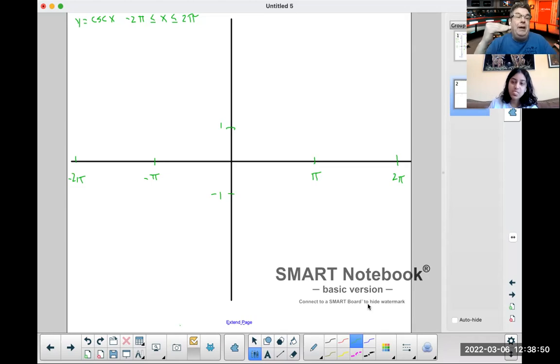When is a fraction undefined? When the denominator equals 0. So all you need is, where is sine equal to 0? So 0 degrees, so 0 radians, 2 pi radians, and pi radians. You got that right, Jackson.